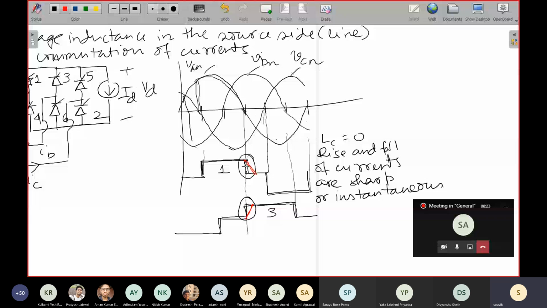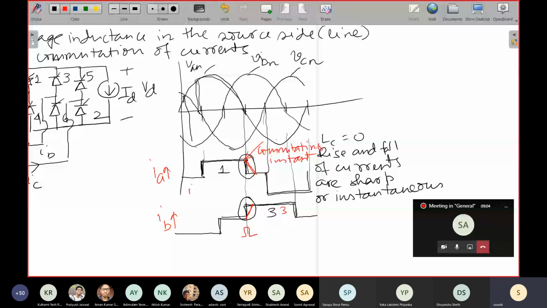The slopes will be such that finally, let us say this is IA and this is IB. We are considering commutation here. This is the instant we are considering, the commutating instant, where you have given a firing pulse here. Thyristor 3 has got a firing pulse here, right? If there were no leakage inductance, the current in thyristor 1 would have changed sharply and would have come down to 0 instantaneously.